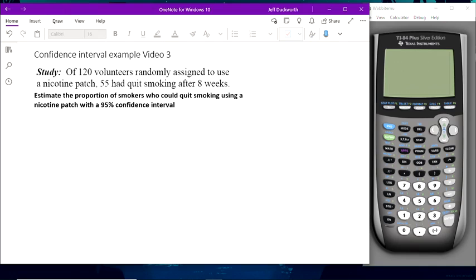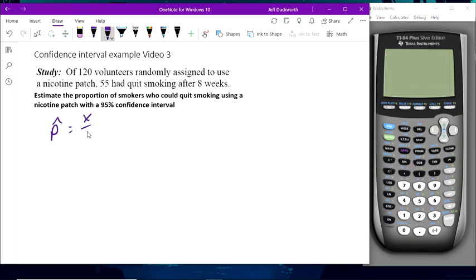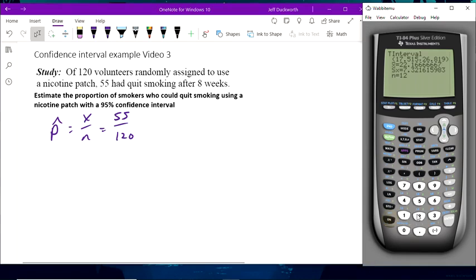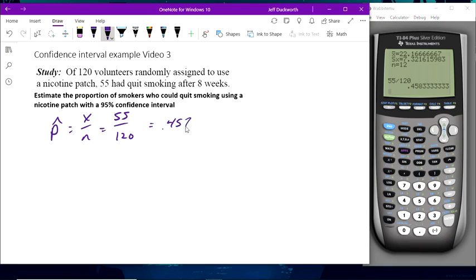So we have p hat, which equals x over n, which is 55 over 120, which comes out to 0.458 and a 3 repeating, so just 0.458 for now. So that's our proportion. Now we have to find out if this sample is large enough for us to use the 1 prop z int.